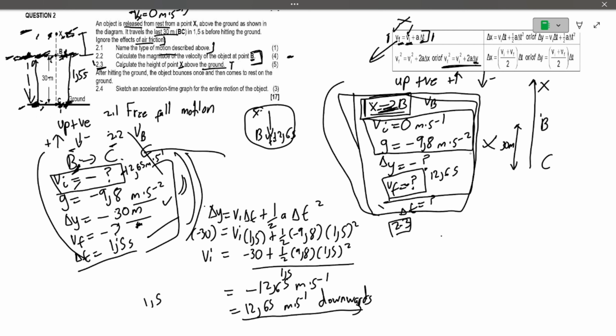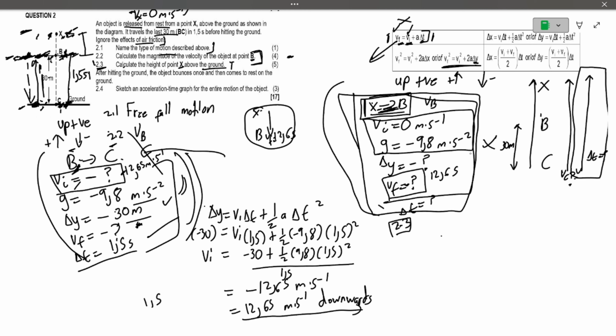So one way to do it is to find the height of the whole motion, and then you will find the height of X above the ground. This one needs you to know the velocity at C. We don't know the velocity at C, and we do not know the time for the whole motion, because the time that we are given, 1.5, is only the time for this motion. So we cannot use the whole motion.